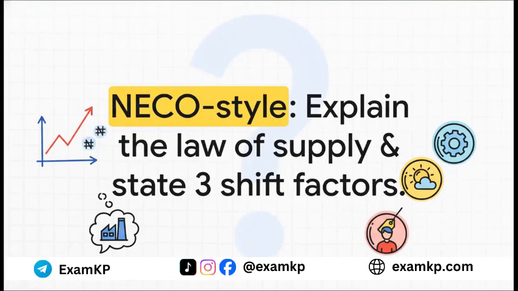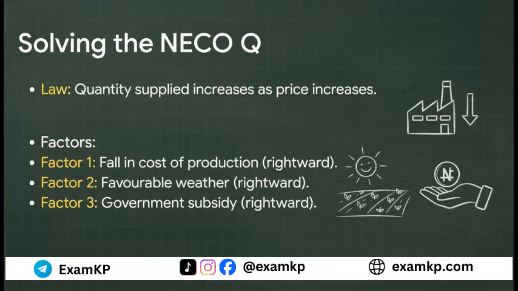And finally, let's look at a NECO style question. This is a great one because it's very direct. It asks you to explain the law and then list 3 of those shift factors we talked about. To nail this, you just follow the instructions. First, you state the law of supply perfectly. Then, you just list 3 different non-price factors. You could mention a fall in production costs, favorable weather, a government subsidy, any 3 from our list. For bonus points that really show the examiner you know your stuff, mention the direction of the shift. In these examples, they all cause a rightward shift, which means an increase in supply.